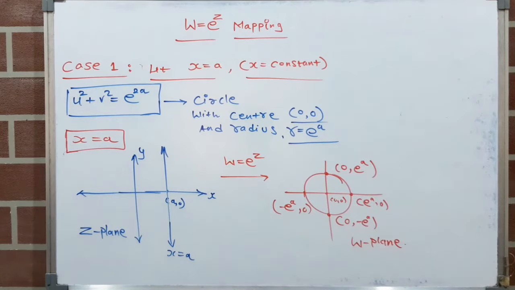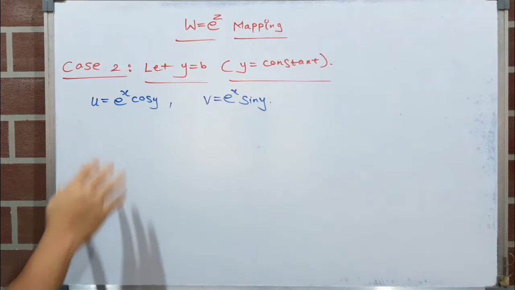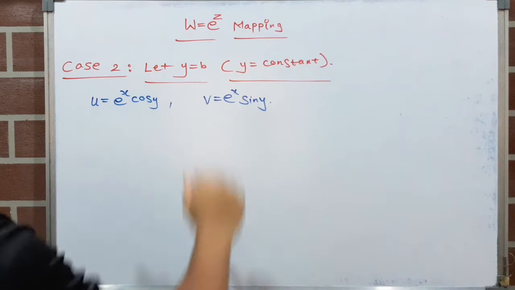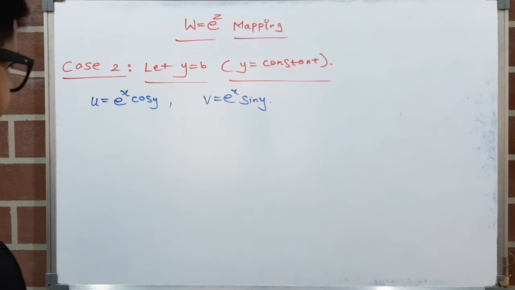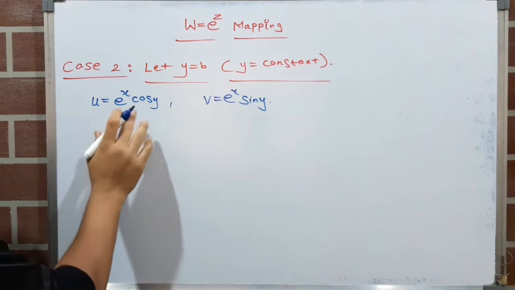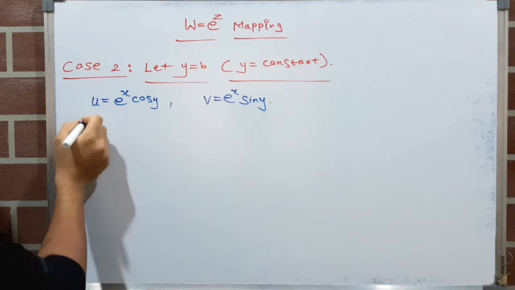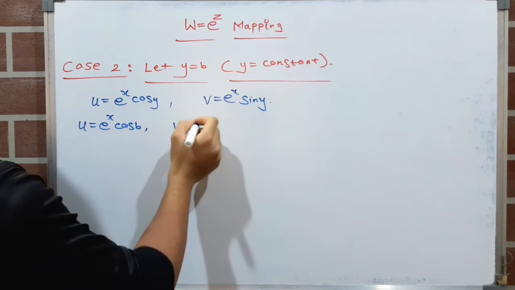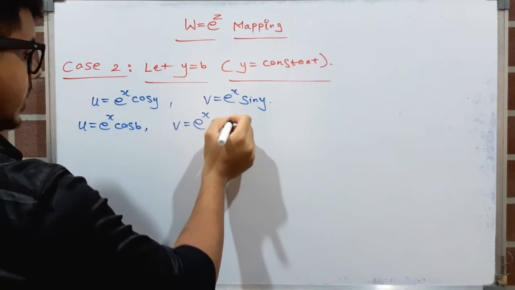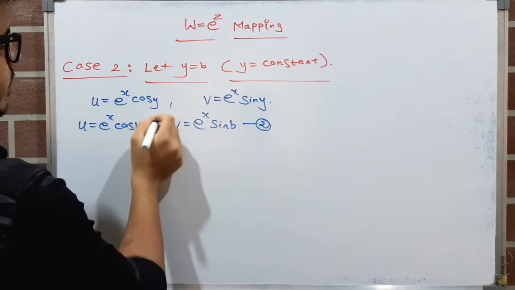I hope you understood case 1. Now we will see case 2. Here y is constant. Let's say y is equal to b, where b is any constant term. We put y equal to b in these two terms. So u is equal to e raised to x into cos b, and v is equal to e raised to x into sin b. Let's call them equation 2 and equation 1.